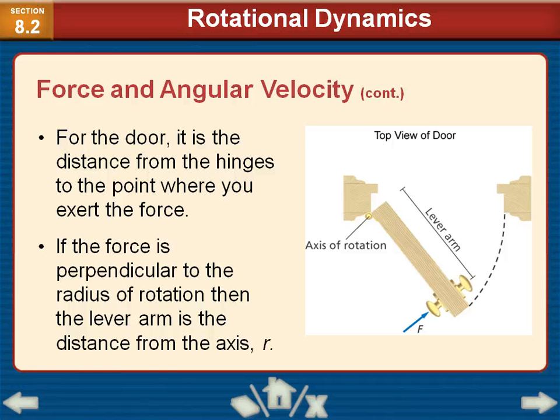So we're going to let the radius be important, since that radius matters. We're going to say that the force is perpendicular to the radius of rotation. The lever arm then is the distance from the axis, basically r, the radius.